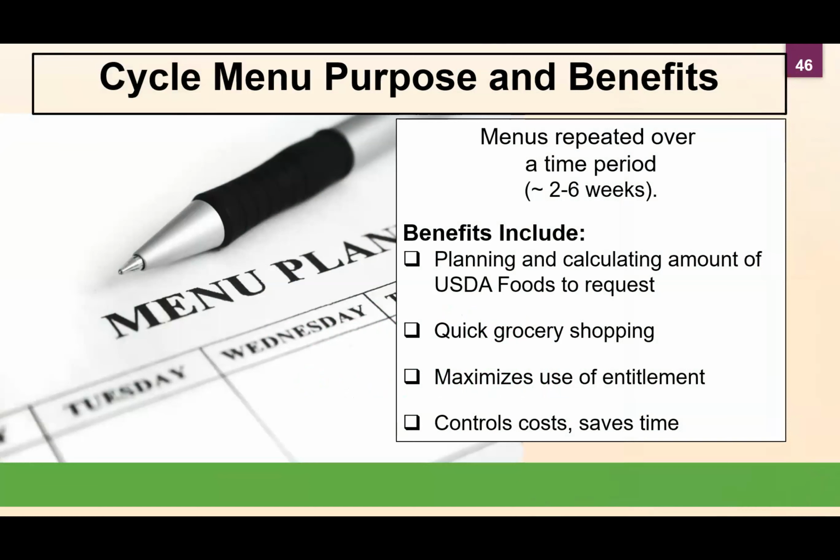You probably already do this and don't even realize that you're building a menu cycle. Like I said, Tuesdays are Taco Tuesday, and on Fridays we serve pizza. Whatever it is that you do, you probably repeat it. It helps with quick grocery shopping. You know what you're going to be ordering. It's not a guessing game. It maximizes use of entitlement, controls cost, and saves time.